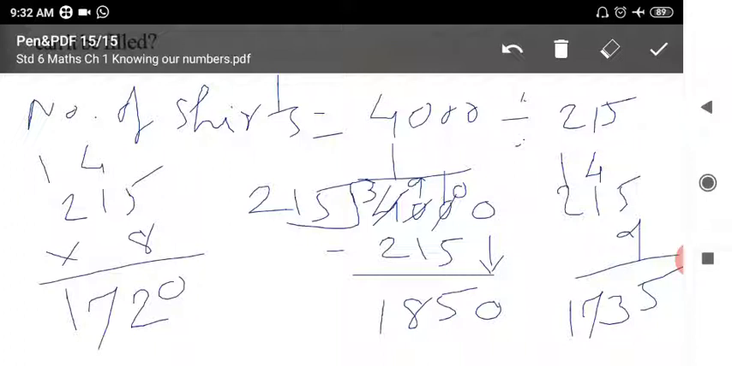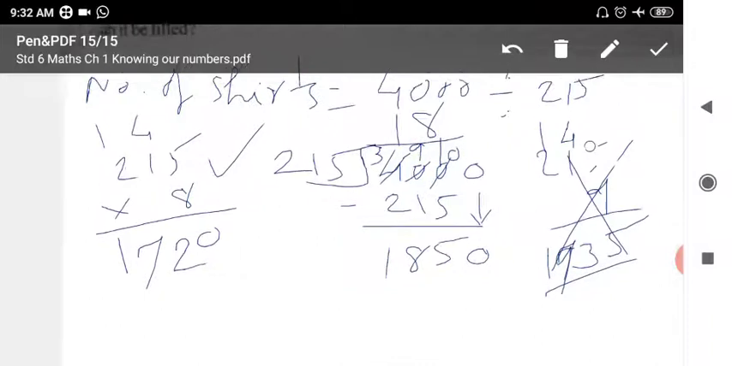9 5s are 45. 9 1s are 9 plus 4 13. 9 2s are 18 plus 1 19. So 1935, that is more. So we cannot take this one, so we have to take this 8s. What comes that we have to write, 1720.